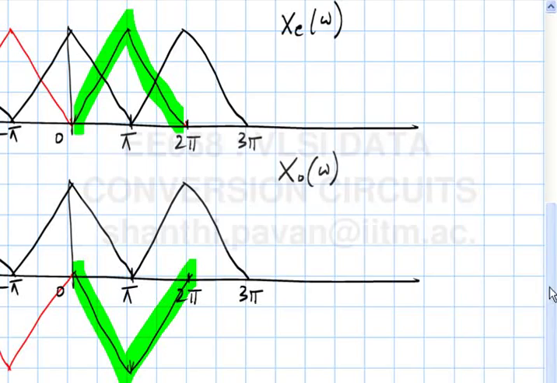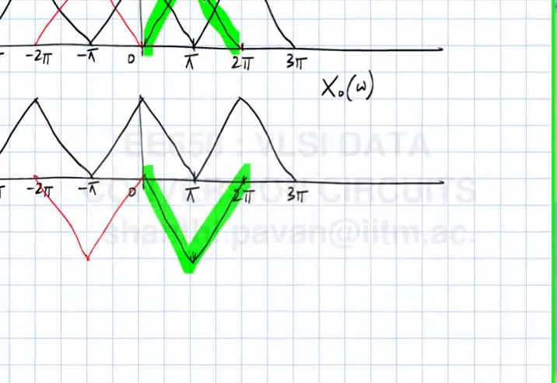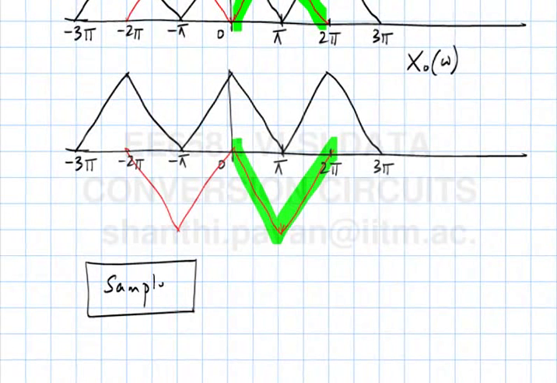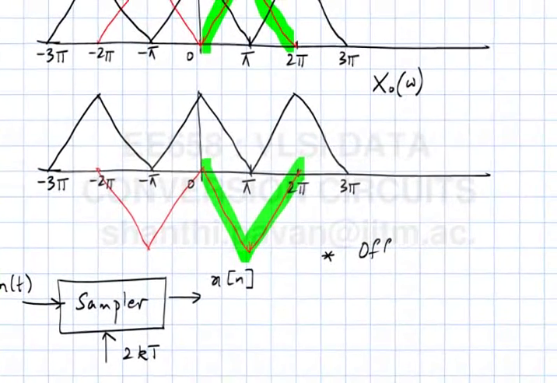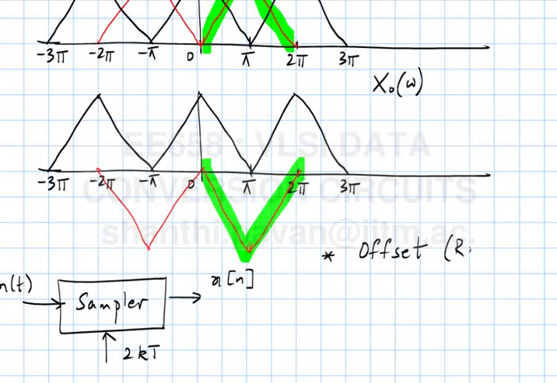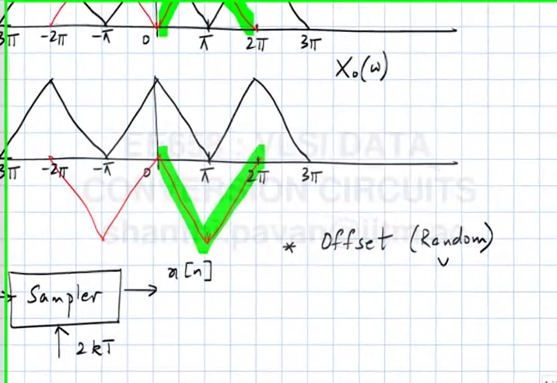However, as we discussed last time, every sampler has several non-idealities. Ideally you want to sample the input signal X of t at every 2kT, and this is X of n. So the errors were offset error, that means you are getting some random offset which stays constant from sample to sample but is not known a priori. And what do we denote this by? By some y naught.